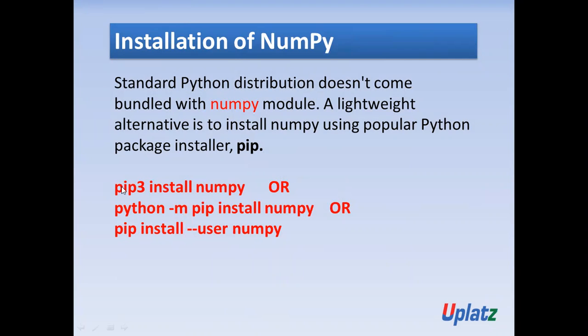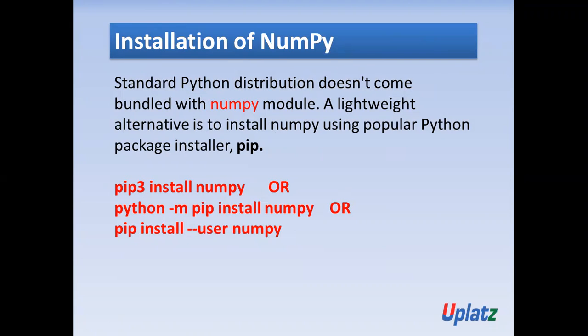In the last session, we saw how to install matplotlib, so we wrote pip3 install matplotlib. Here we have written python -m pip install matplotlib, and pip install --user matplotlib. In the same way, you just need to write NumPy here because we want to install the NumPy library. The standard Python distribution doesn't come bundled with the NumPy module. A lightweight alternative is to install NumPy using the popular Python package installer, pip.